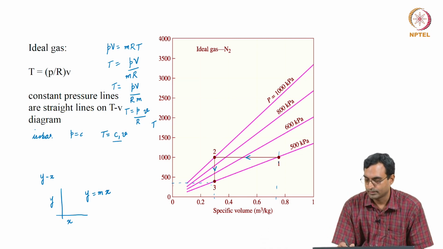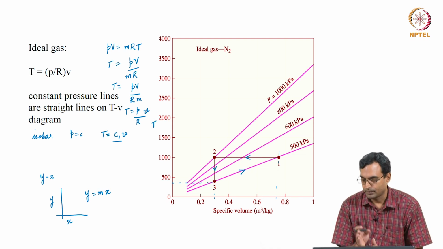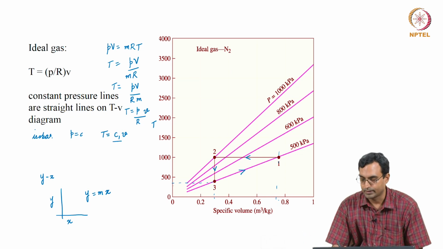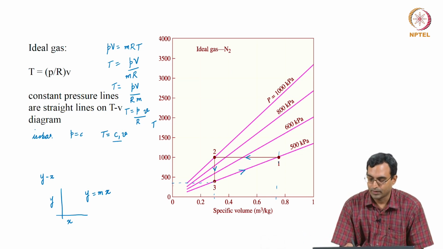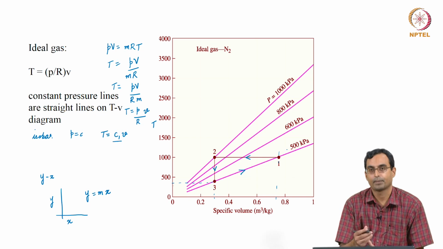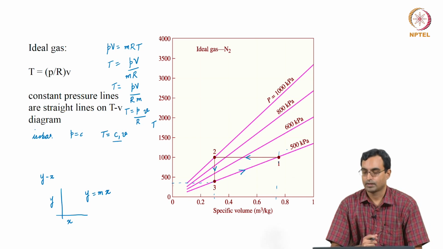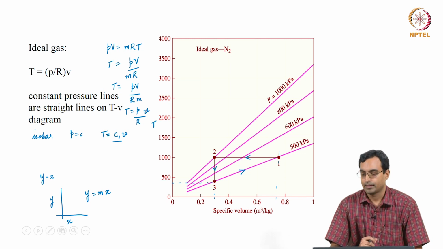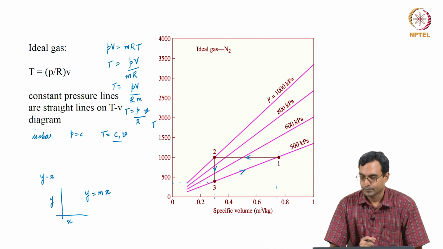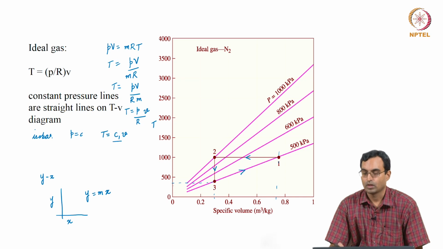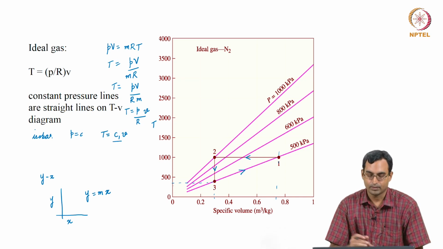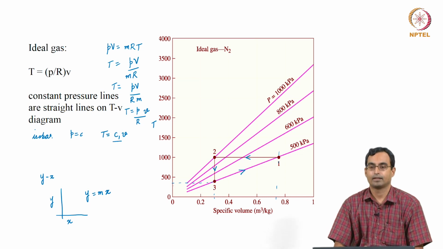If I was to look at process 3 to 1, going from this point 3 towards 1, I am moving to the right, the specific volume is increasing. I am going upwards from 3 towards 1, which means the temperature is increasing, but the pressure is constant because both 3 and 1 are on this isobar. So, what we see is here we have an isobaric process where the pressure is constant, but the volume is increasing and the temperature is increasing. So, these are different processes which we can show on a TV diagram.